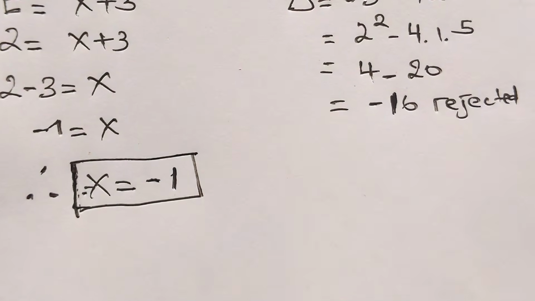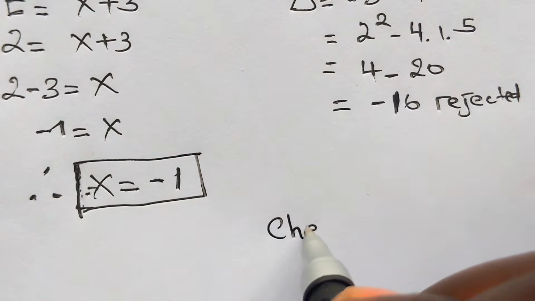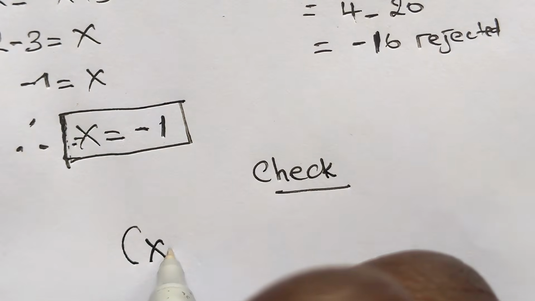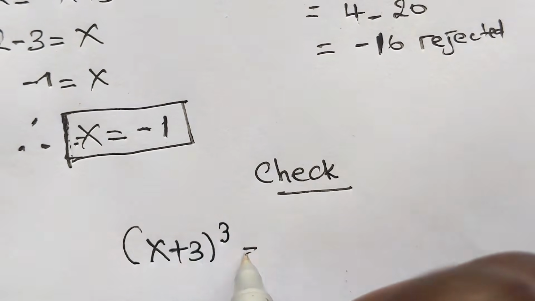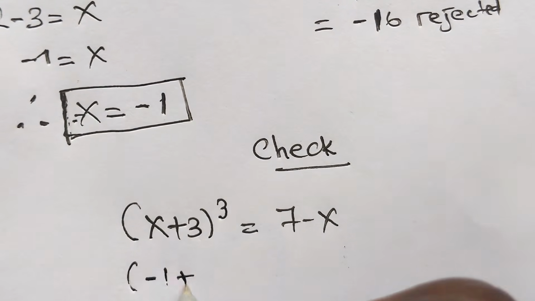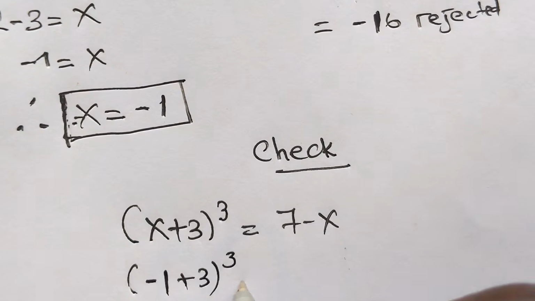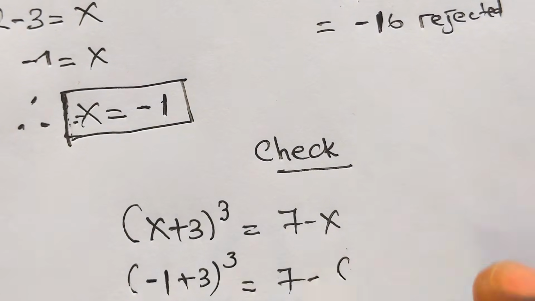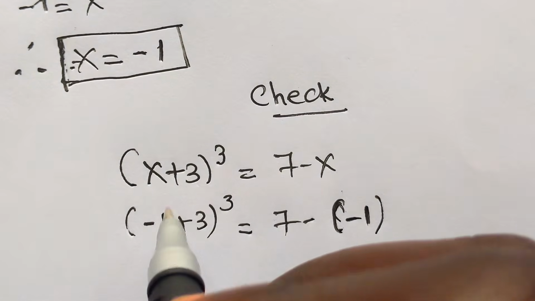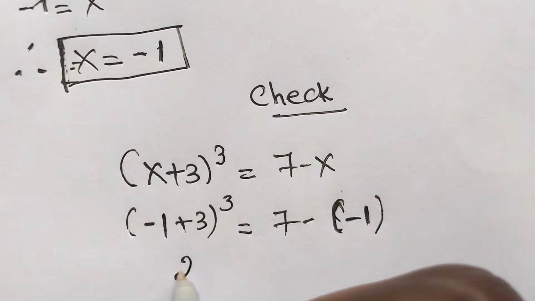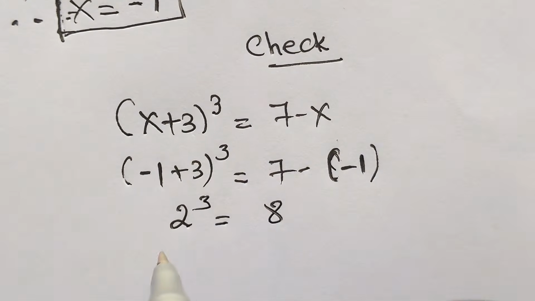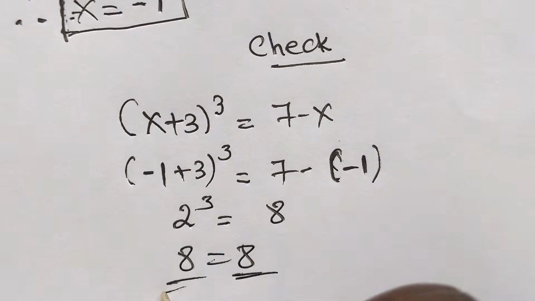Then this is our solution, and here we can check if our answer is correct, because I've given x plus 3 power 3 equals to 7 minus x. This will be negative 1 plus 3 power 3, which is equal to 7 minus negative 1. And this will be 2 power 3, which is equal to 8, and of course 8 equals to 8.